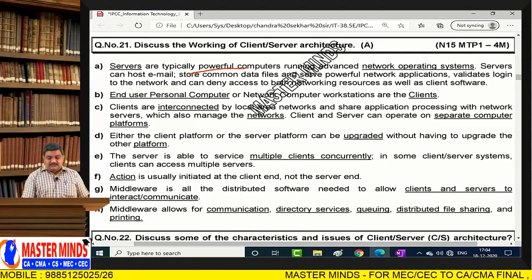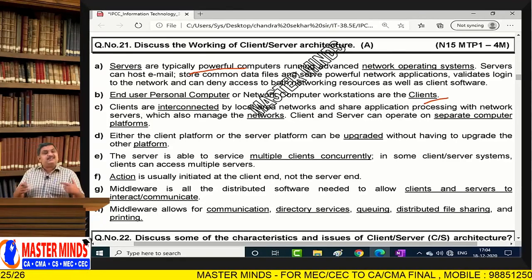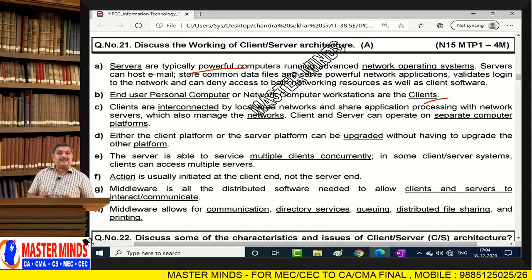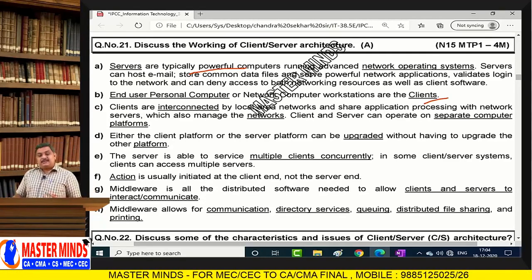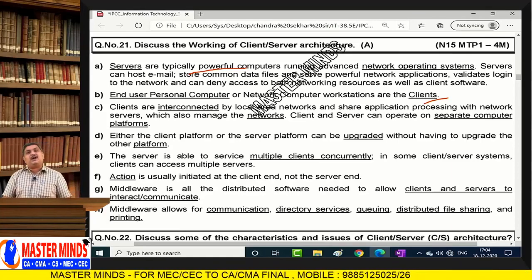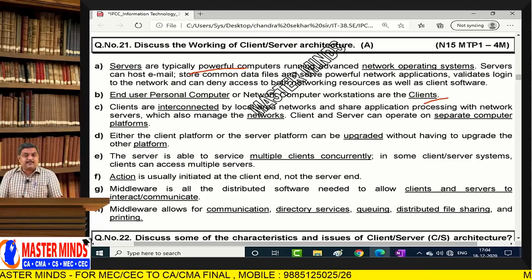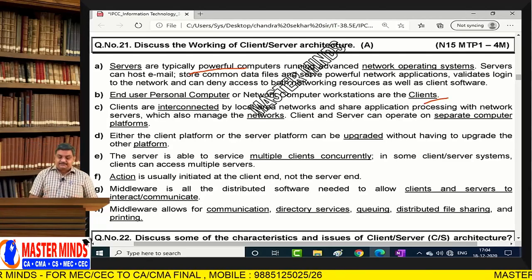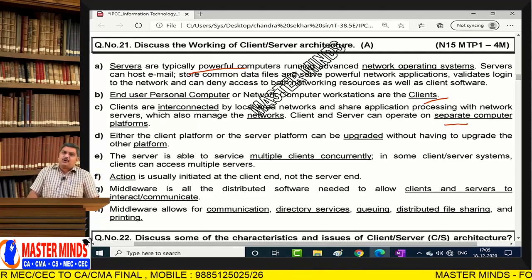And end user personal computers, networks and computer workstations are clients. See, we are all end users, no? So, whatever devices you have, they are called clients. And clients are interconnected by LAN. I have a client in front of me right now, and it is connected to a server. How? Using a cable, using a LAN connection. And client and server can operate on separate computer platforms, no problem.